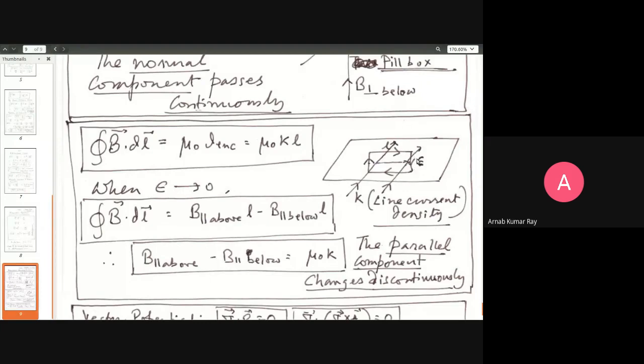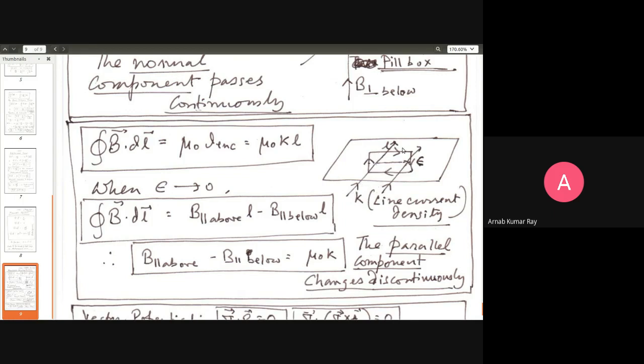And it's got a height epsilon. This width is L. Going from left to right, the length is L, same here, and this height is epsilon. And make epsilon as small as possible. You're making a very small Amperian loop. And what does Ampere's law say in the integral form? That a closed line integral B dot dl is equal to mu naught into I enclosed. So here's this square loop going round and round, and what is the current that is enclosing? The current that is enclosing is these arrows.